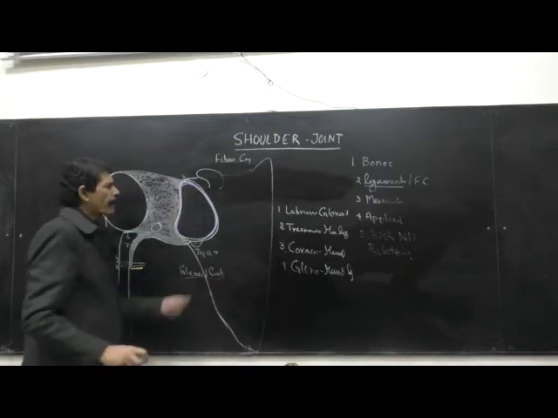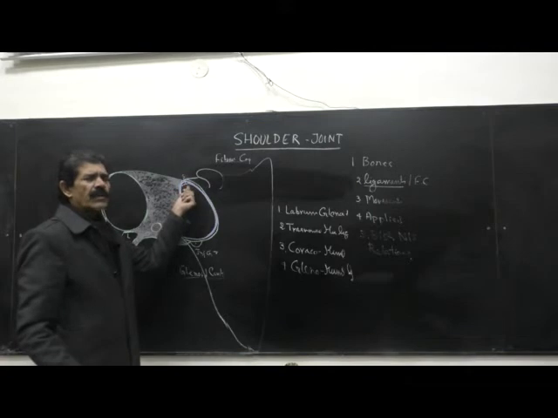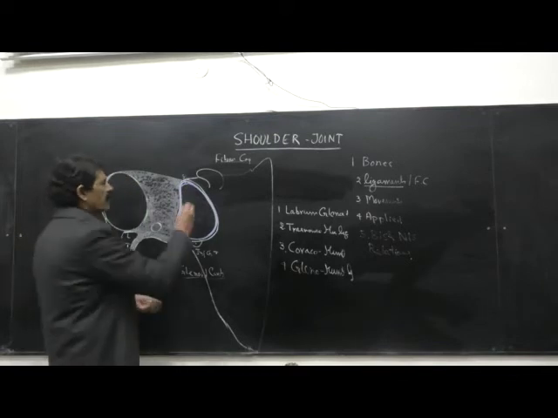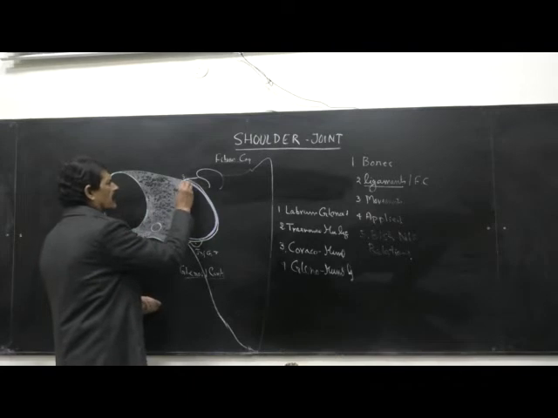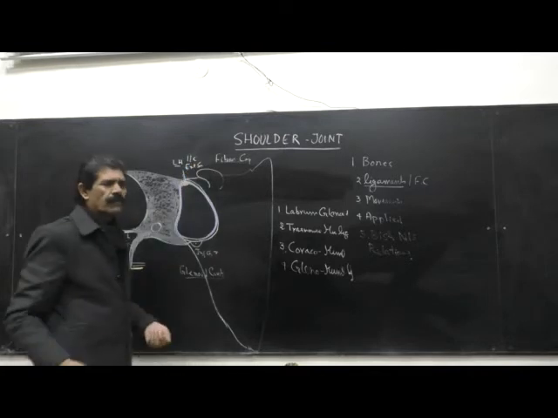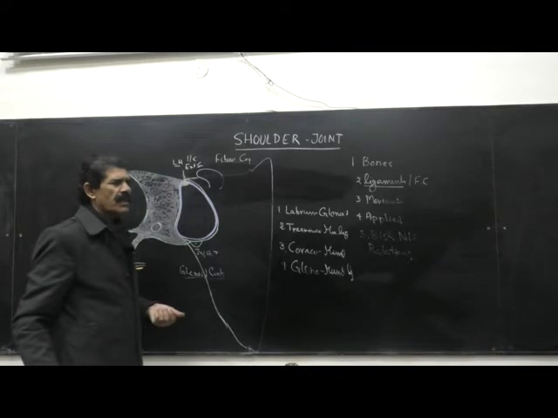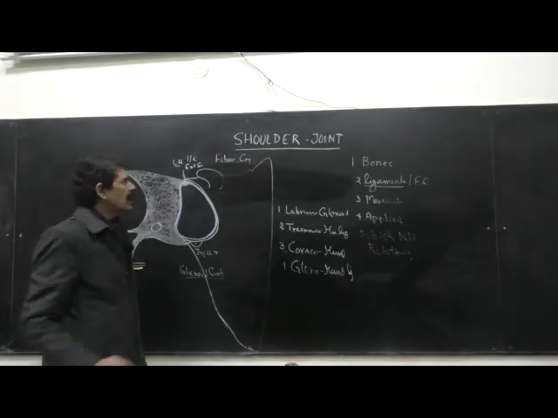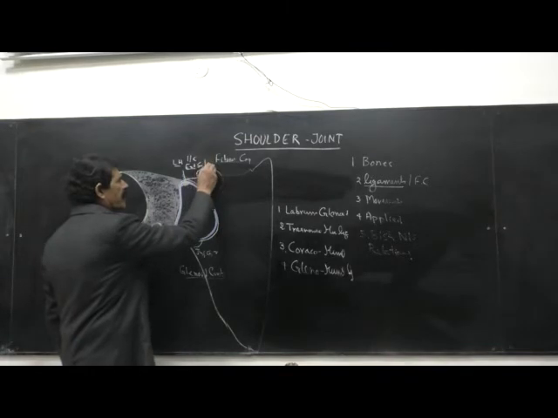And superiorly, it is continuous with the long head of the bicep muscle. As long head of the bicep muscle is, its origin is very special. The origin of the long head of the bicep is intracapsular but extrasynovial. Intracapsular but extrasynovial. It takes origin from the supraglenoid tubercle, and its origin is intracapsular, extrasynovial, and it is tendinous.